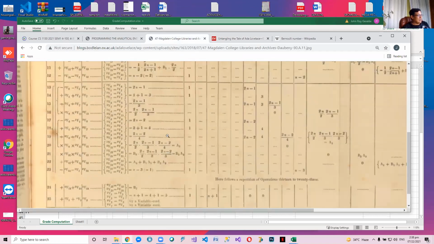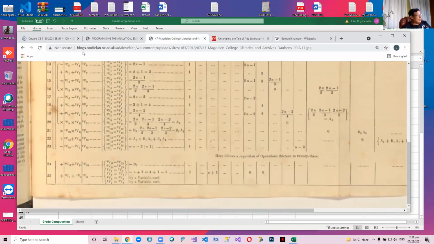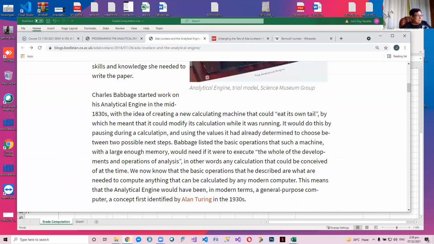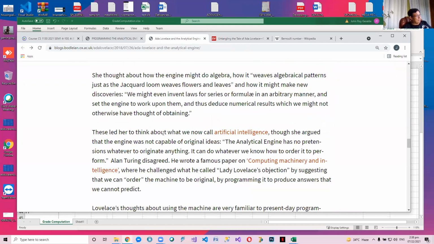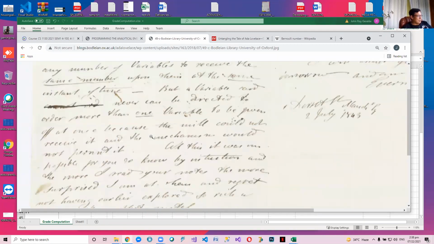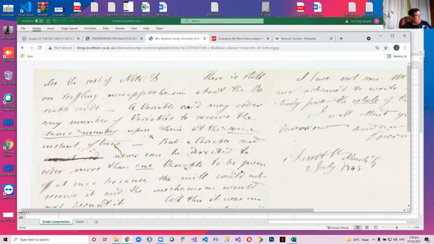In fact, this is what Charles Babbage said. She wrote a letter to Charles Babbage, and Charles Babbage made a reply several times, 4 times. This is the letter making the suggestions. A variable card may under any number of variables to receive whatever it is. It's very difficult to understand because of the penmanship during those days. Do you follow? This is a letter by Charles Babbage telling Ada Lovelace what to do in order to be able to solve a problem on the analytical engine.